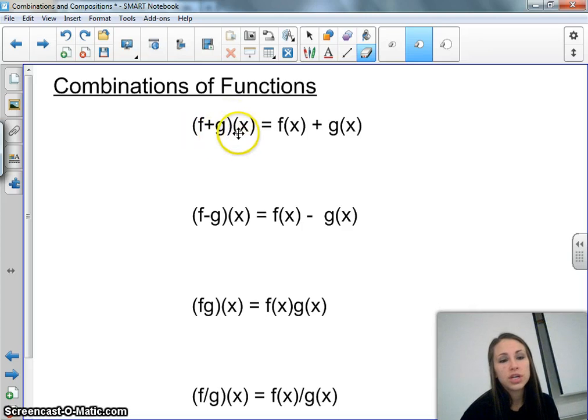So f plus g of x is the same as f of x plus g of x. Same goes for subtraction. The only thing you need to make sure of is, since you're subtracting g, you need to distribute this negative. Multiplication and division.